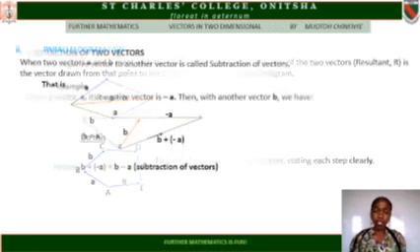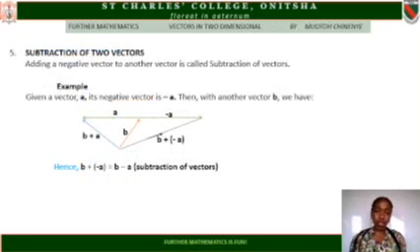Okay. Next one then is subtraction of two vectors. When two vectors are subtracted, it means you are adding a negative vector to another vector. When you do that, it is called a subtraction of a vector.